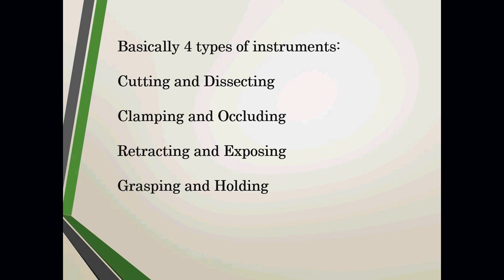Retracting and exposing: these are used to help the surgeon gain visualization of the operative field. These instruments retract organs, tissues, spread ribs, etc. Grasping and holding: basically they do just what they say. They grasp and hold blood vessels or tissue. That's some good information right there about the basic types.